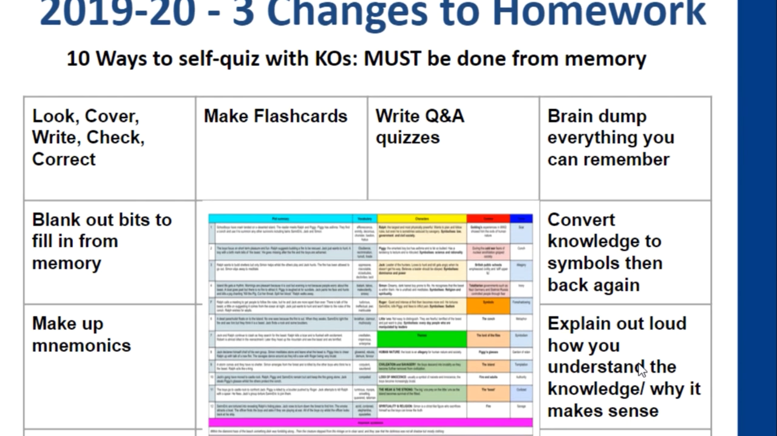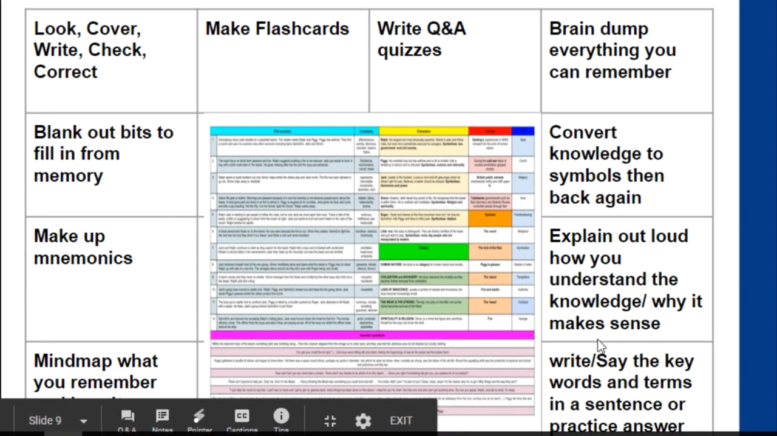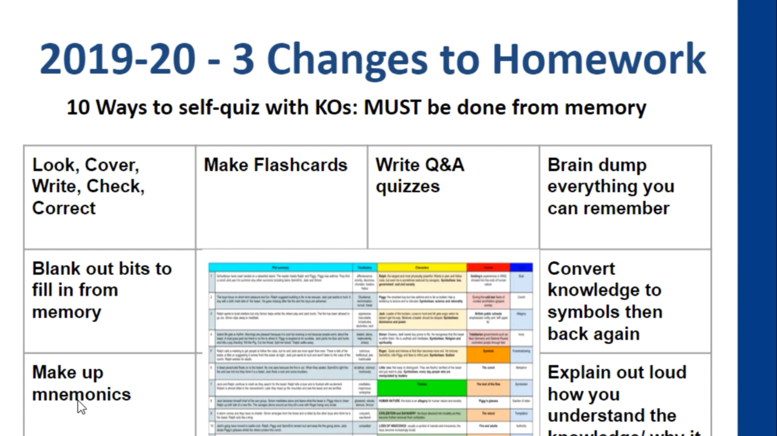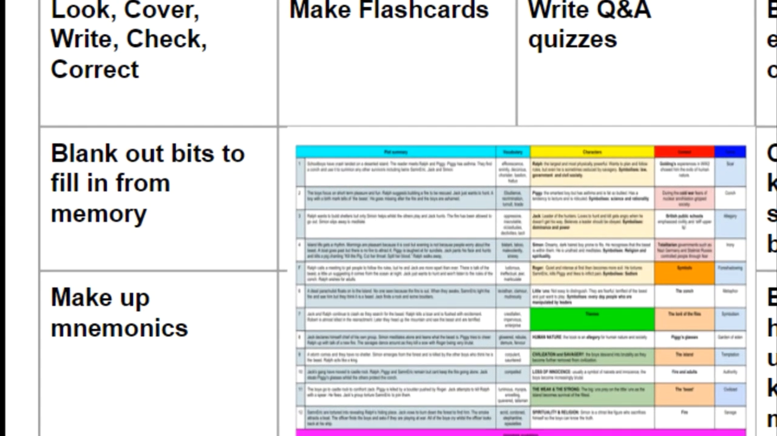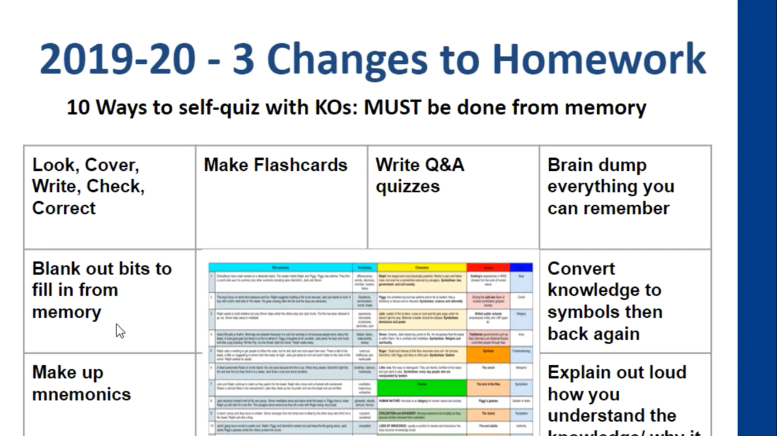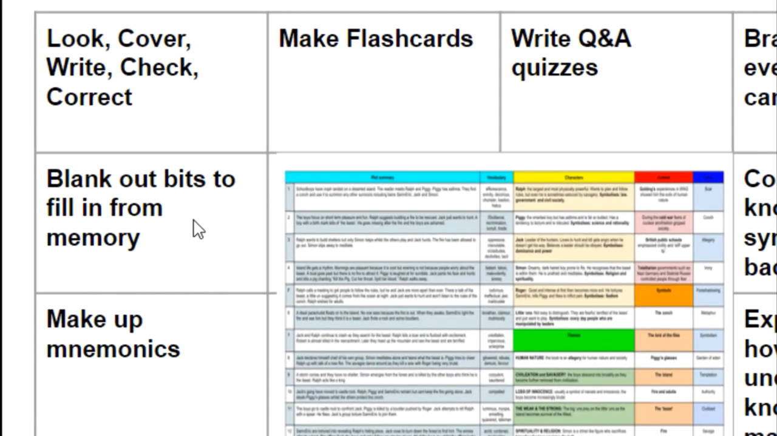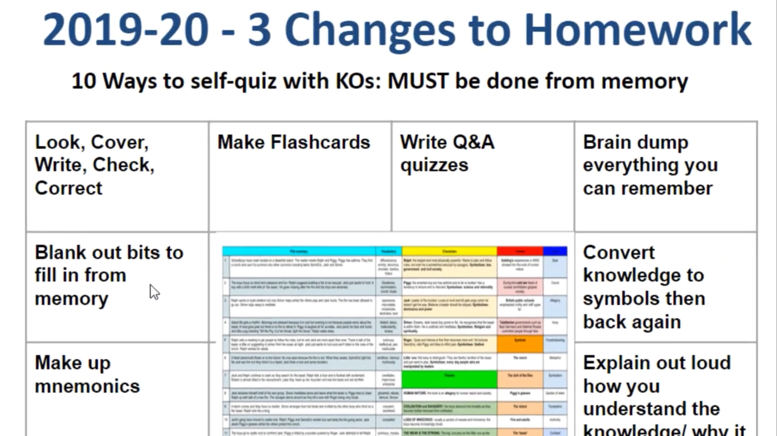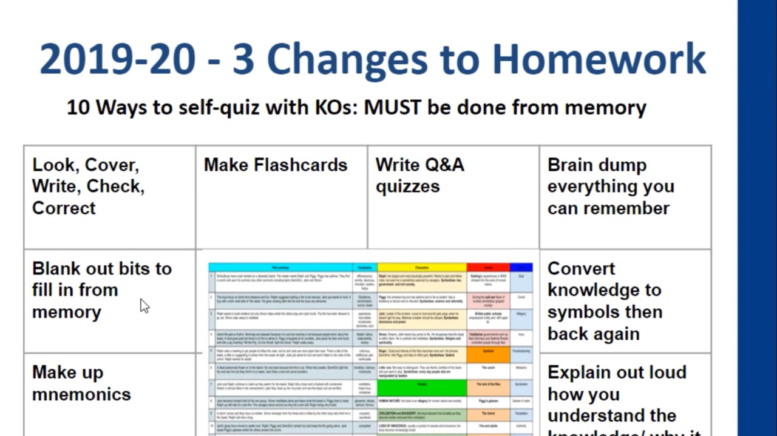They can explain out loud about their understanding of the knowledge contained. They can write the key words. They can use them in sentences or practice their spellings. Making mnemonics or mind maps as a way to see how much they can remember. And also blanking out bits, so just covering over or folding the knowledge organiser in half and then trying to remember if you can fill it in, perhaps leaving one column, say, of the key words, and then seeing how much they can remember just from those.